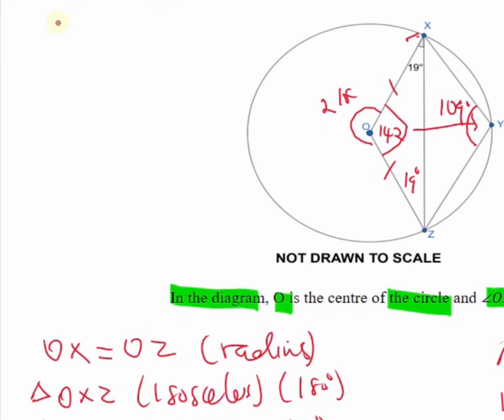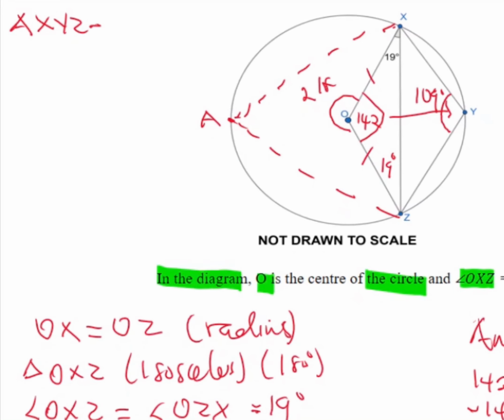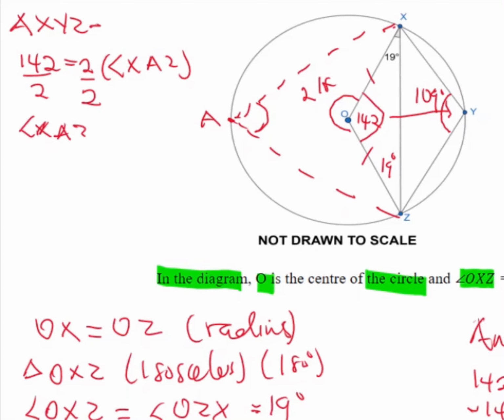We can also create a line from X to the circumference and create another line from Z to join the first line. Then we'll create, let's say, a point A. Then we have A, X, Y, Z, a cyclic quadrilateral. What is so special about the cyclic quadrilateral? In a cyclic quadrilateral, opposite angles sum up to 180 degrees, right? Now we can apply the angle at the center theorem. So 142 is twice angle XAZ, right? If you divide both sides by 2, angle XAZ will be equal to 71 degrees.